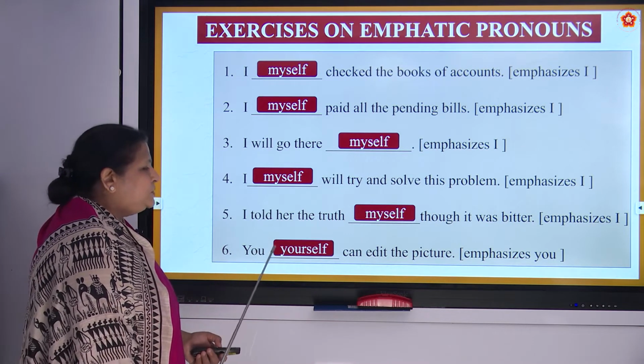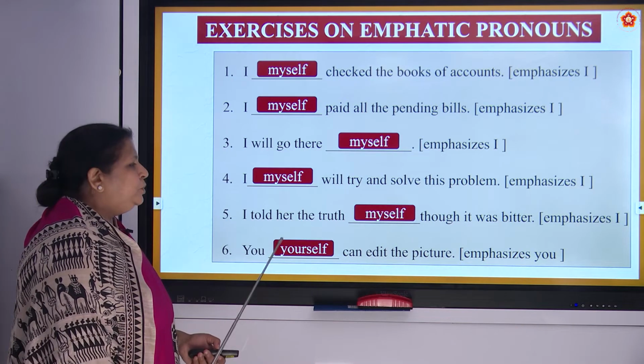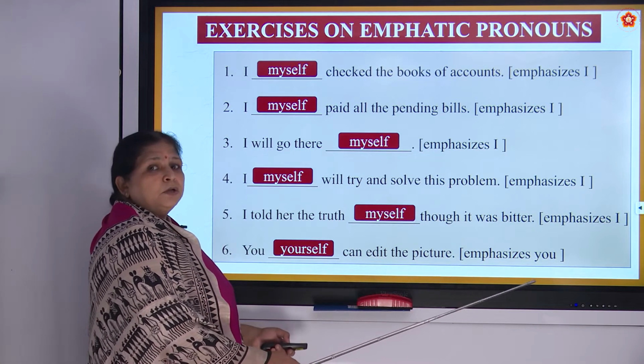You yourself can edit the picture. Emphasis is on you.